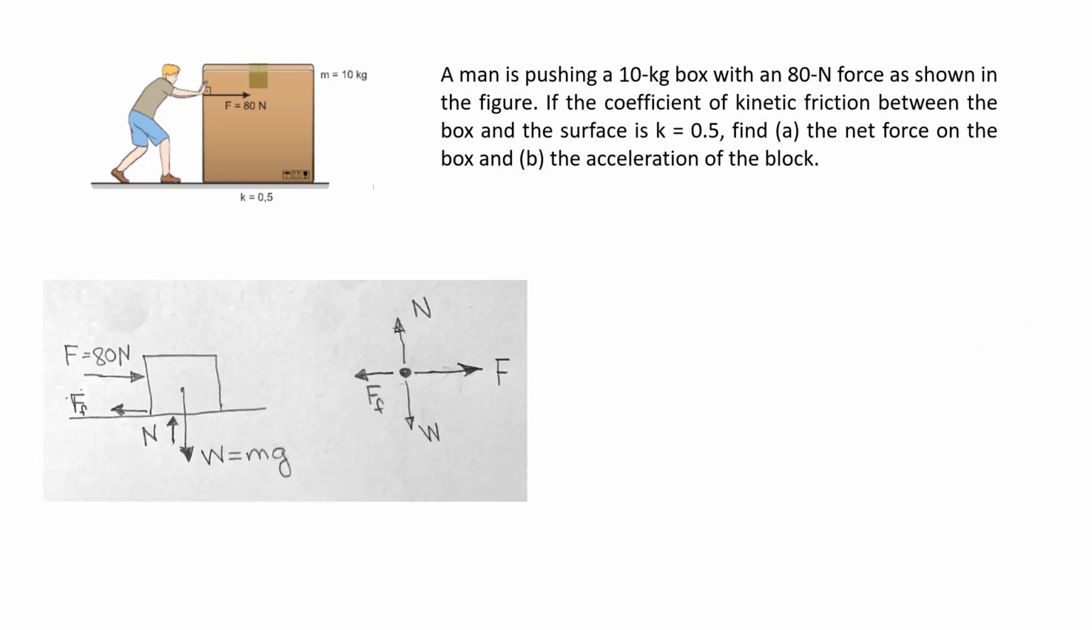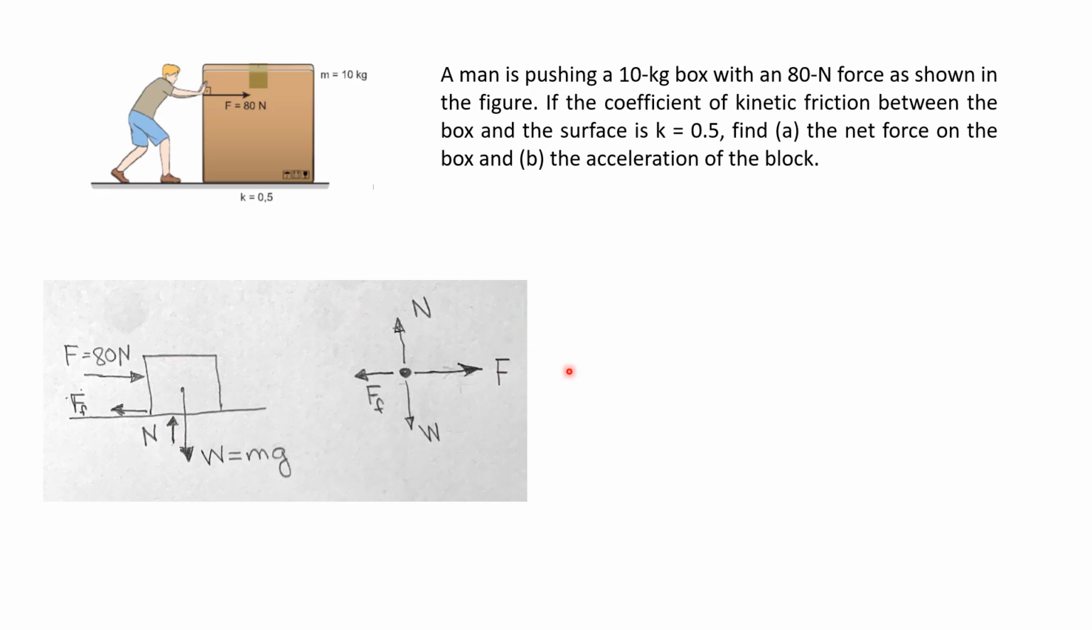In order to solve this problem, let's consider a free body diagram. So the 80 Newton force is pushing, and the friction force is in the direction opposing the direction of the motion. The object has a weight of mg, and the surface acts on this object with a normal force. So that's how the free body diagram looks.